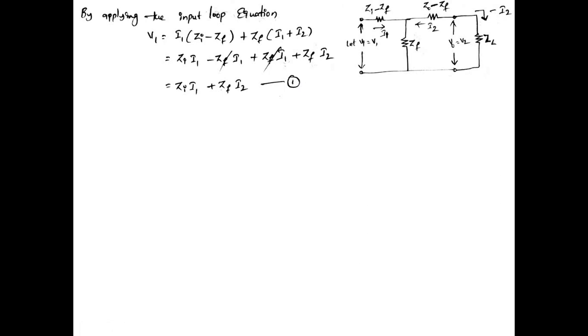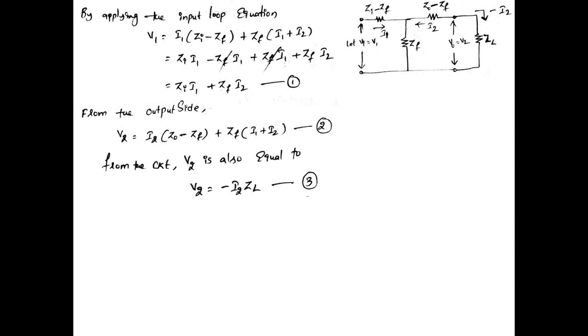Now apply the loop equation at the output side. V2 is equal to I2 into Z0 minus Zf plus Zf into I1 plus I2, as the currents again add up. Take it as equation number 2. Now another equation we write for V2: the current is minus I2, in the opposite direction, so V2 is equal to minus I2 into Zl. That's another equation.